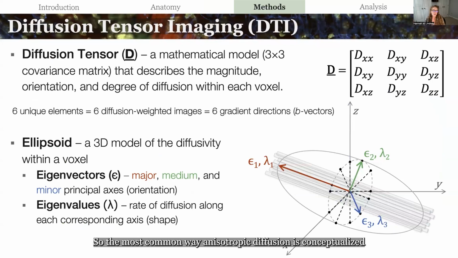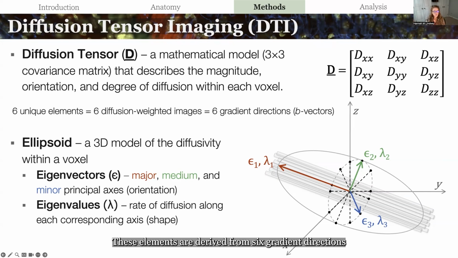Okay, so the most common way anisotropic diffusion is conceptualized and quantified is with the diffusion tensor. And this is a mathematical model that assumes water diffusion in each voxel follows a Gaussian or normal distribution. In its most basic form, the diffusion tensor is represented as here in a 3x3 covariance matrix. And that comprises six unique elements, which are these three and then these three. And these six elements describe the magnitude, orientation, and degree of anisotropic diffusion.